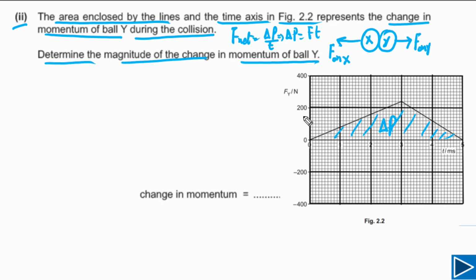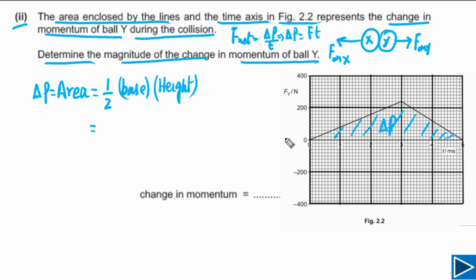Now simply we need to calculate area. So area in this case is equal to change in momentum. So simply we can say the change in momentum in this case is equal to area. But if you look at the shape, this is a triangle. So simply we need to calculate area of triangle, and area of triangle is simply equal to 1/2 times base, means the base of triangle, multiplied with height of triangle. Now the first thing we need to find out is the base. The base is simply equal to 5 minus 0. So simply we can say base in this case is equal to 5.